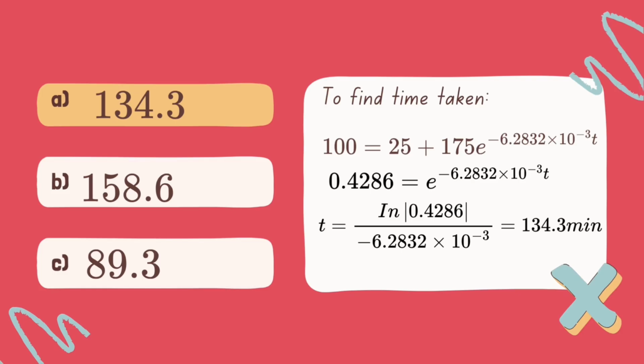So, to find the time taken for the steel rod to cool down to 100 degrees Celsius, we will substitute it into our general equation, from which we get the value of t, which is 134.3 minutes.